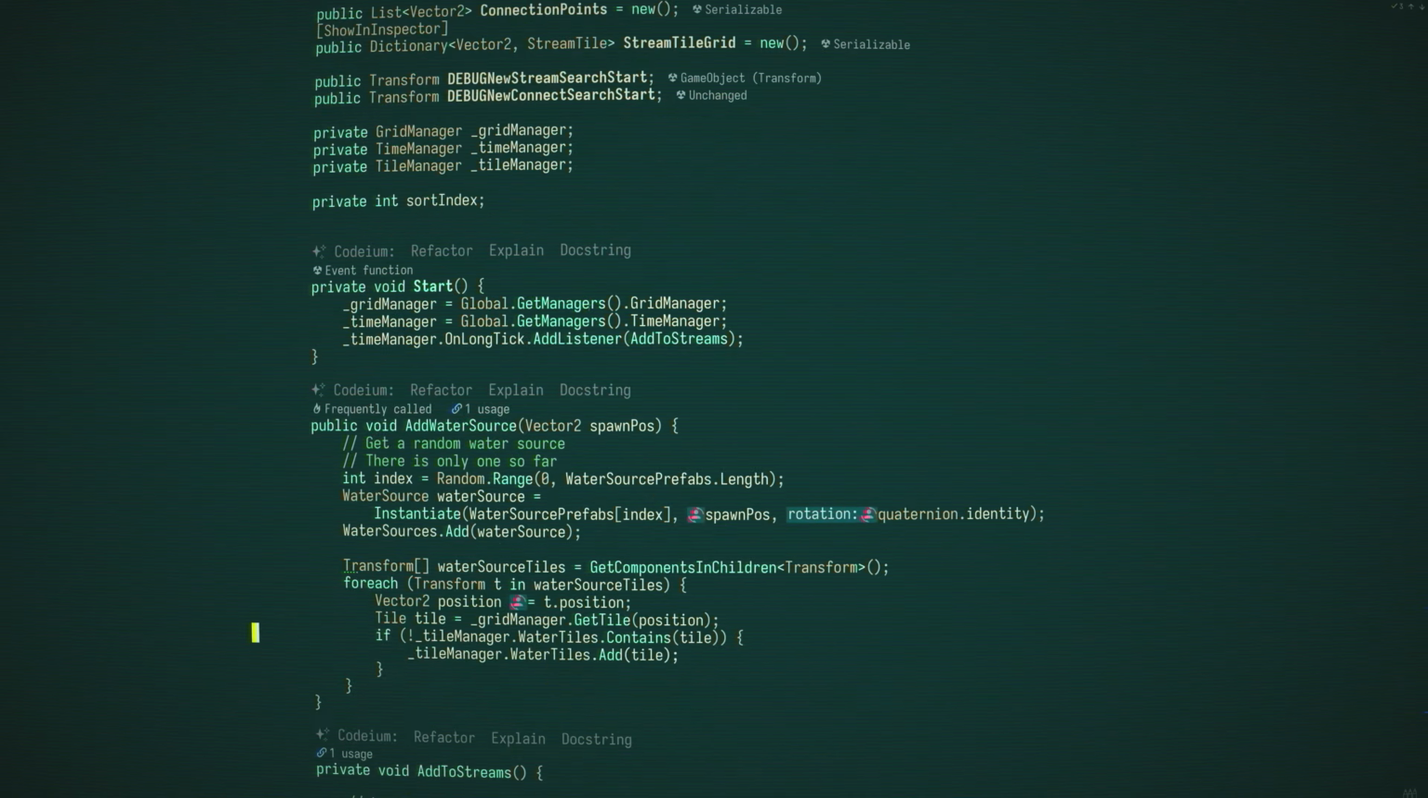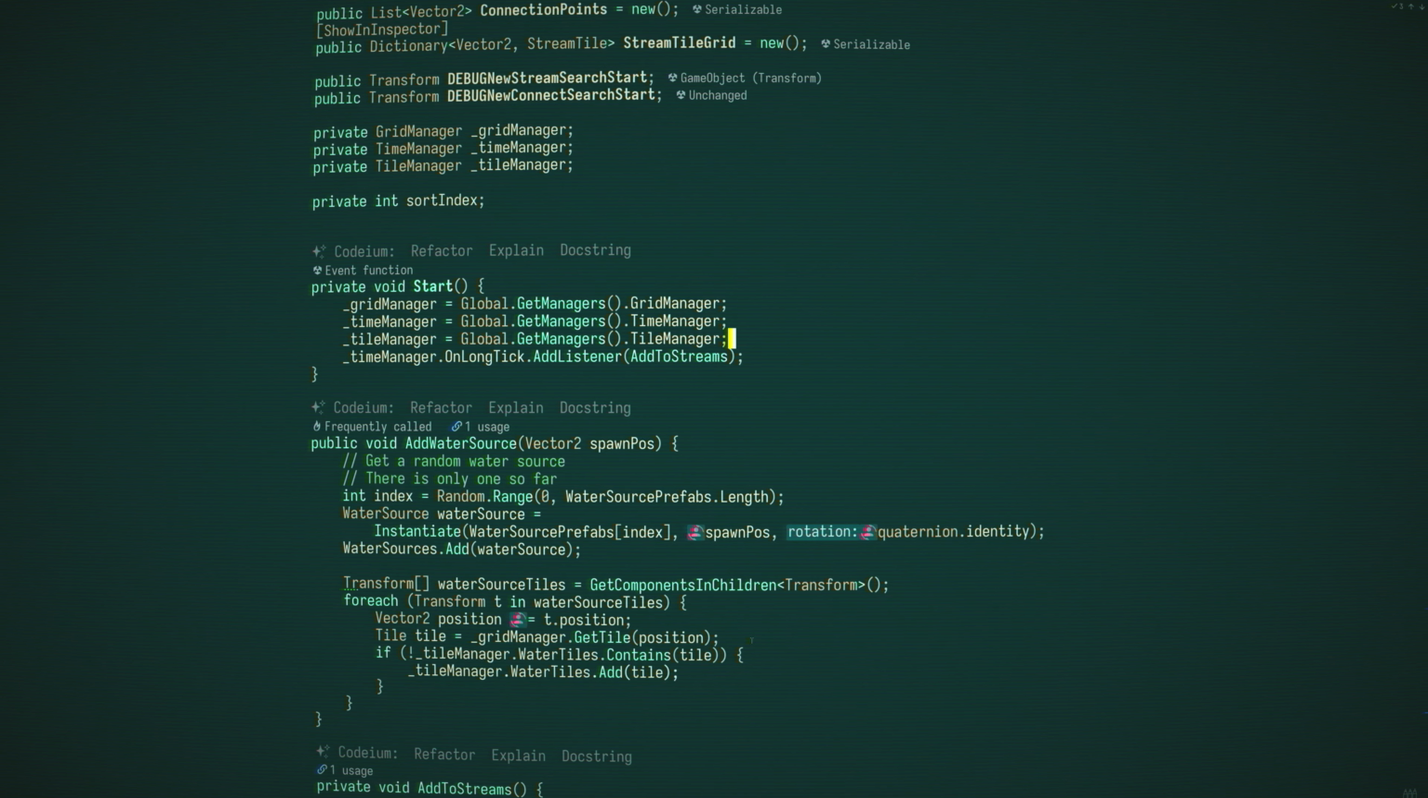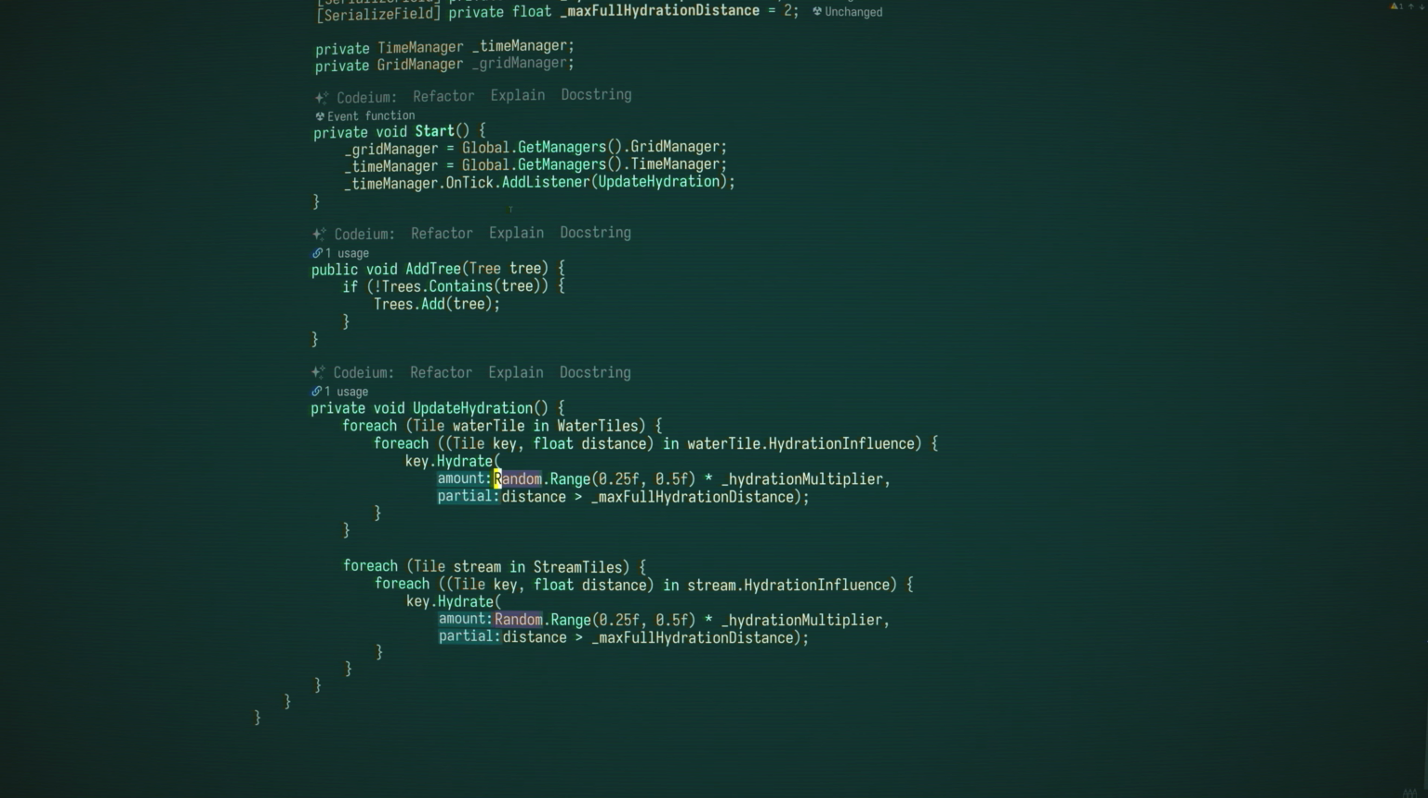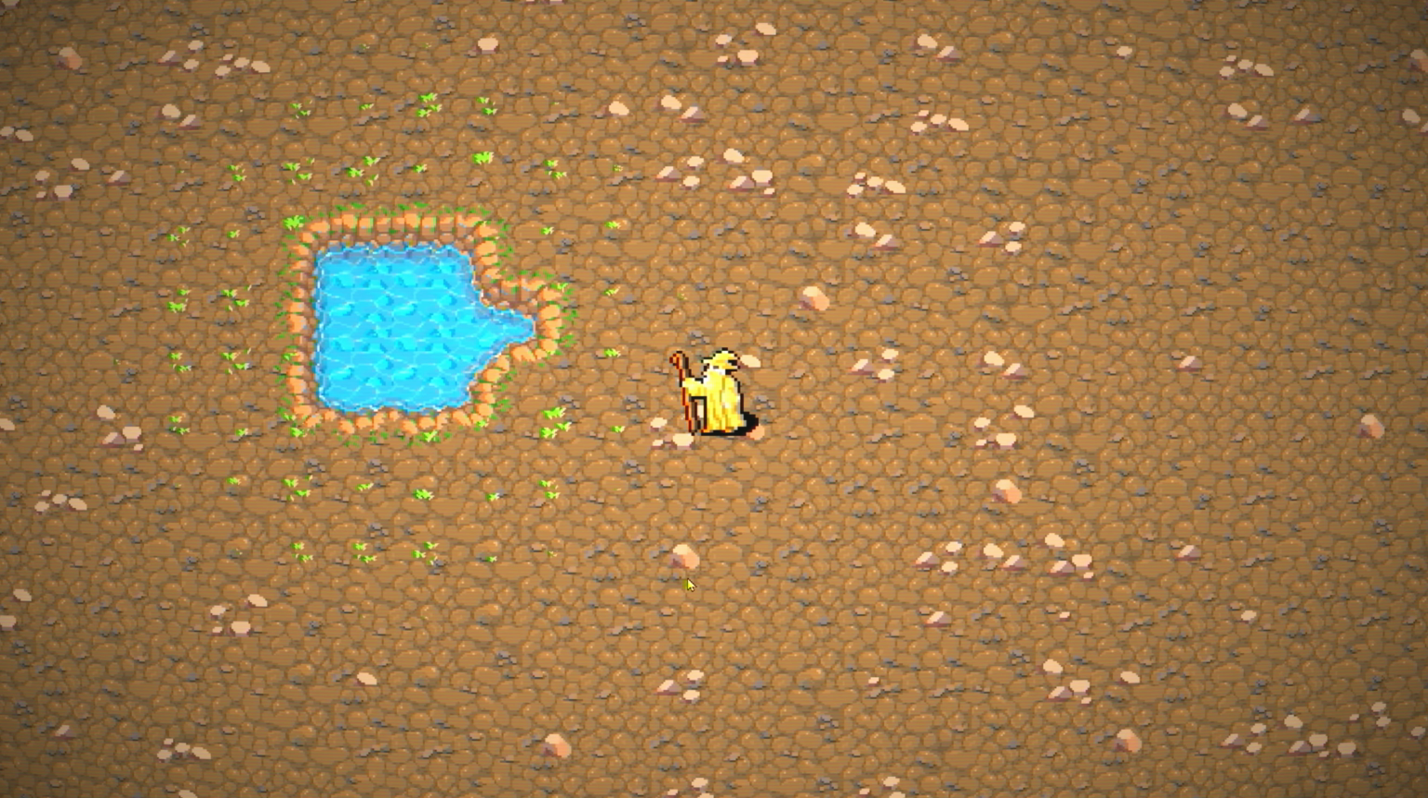It was time to move on, so I started reworking the hydration system so it would be a bit more natural and more circular.